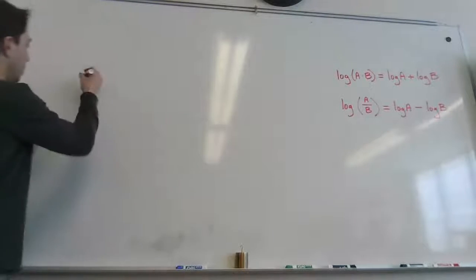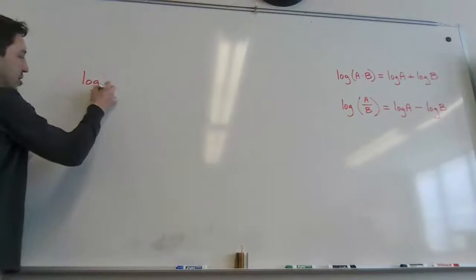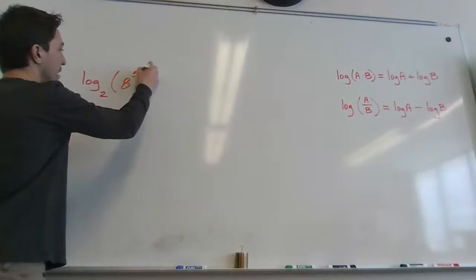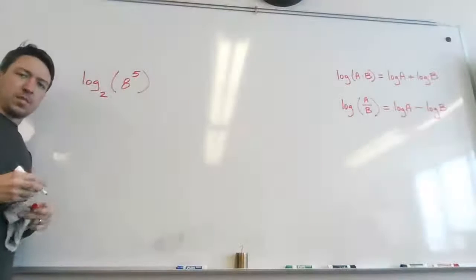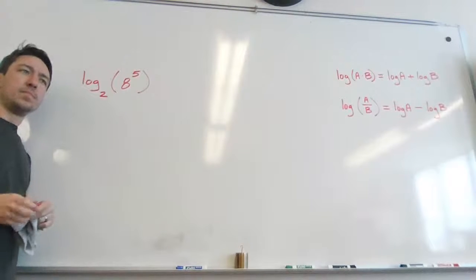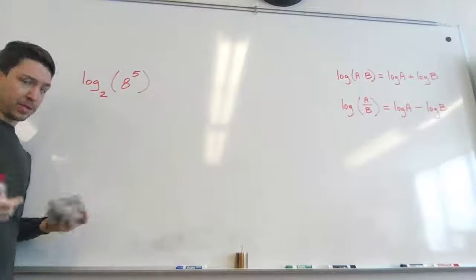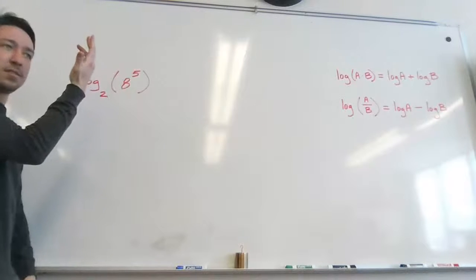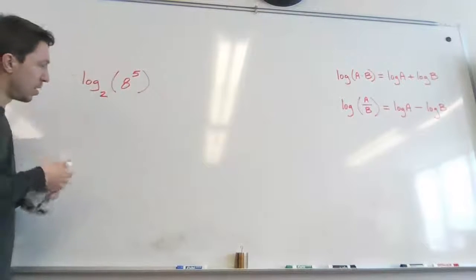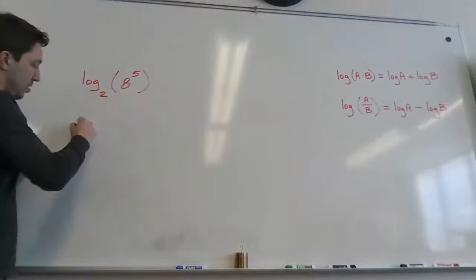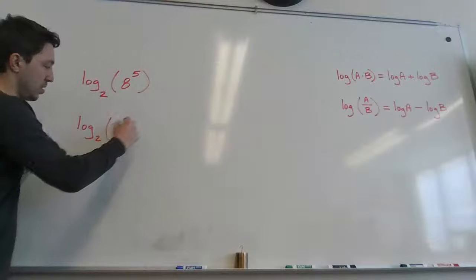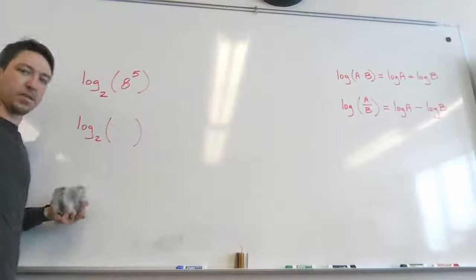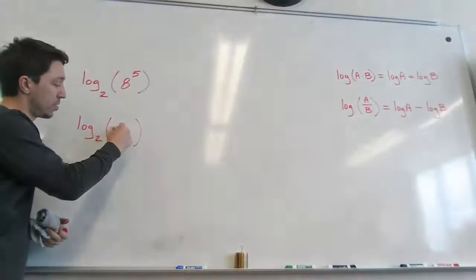What if we had log, let's just do base 2 again. Say you had 8 to the 5th power. Do you have to know what 8 to the 5th power is to do this problem? No. Even if you did, it's not going to help you very much, because you'd just end up with some enormous number. How am I supposed to know what 2 to what power makes that number? So what would I do with that 8? Write it as a power of 2. So 2 to the 3rd.